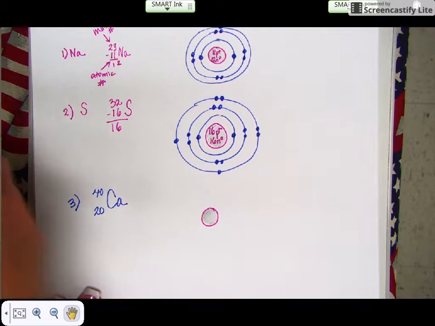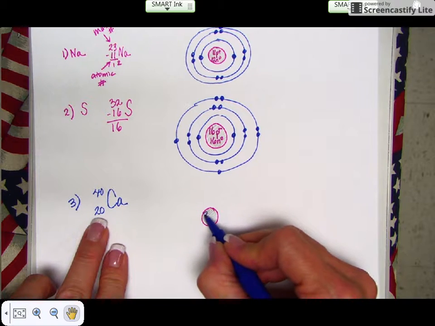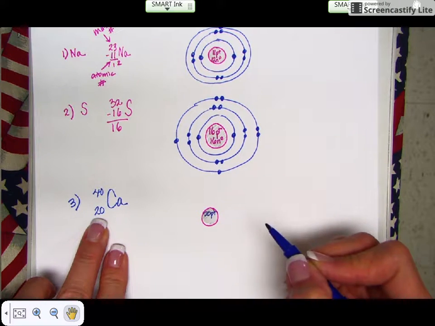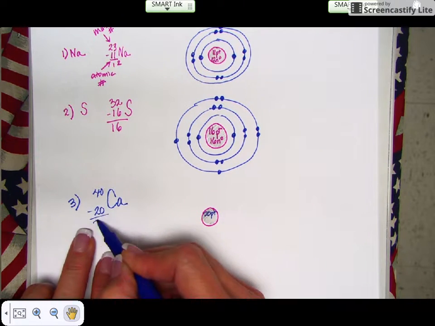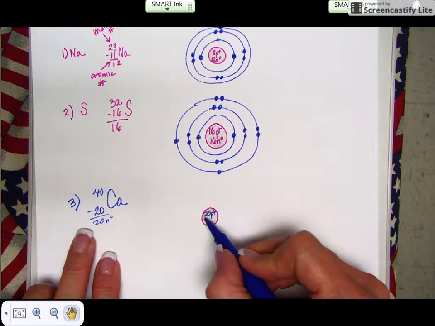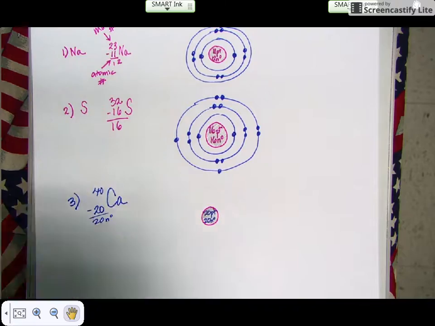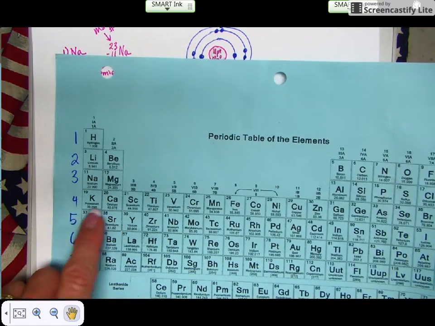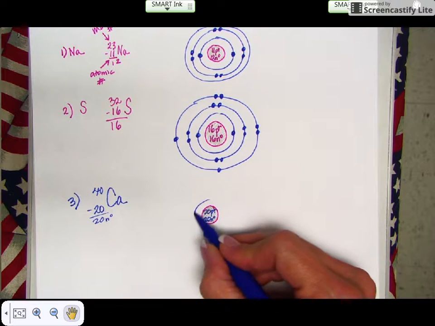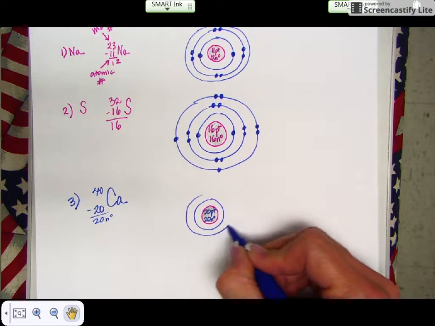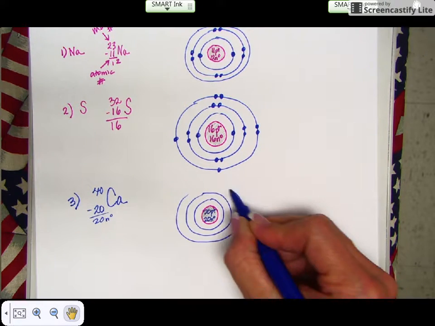I'm going to fill in the nucleus here. 20 protons because that's his atomic number. 40 minus 20 gives you 20 neutrons. Now let's figure out how many rings to put around the nucleus. Calcium is in the 4th period, so we should put 4 energy levels. 1, 2, 3, 4.